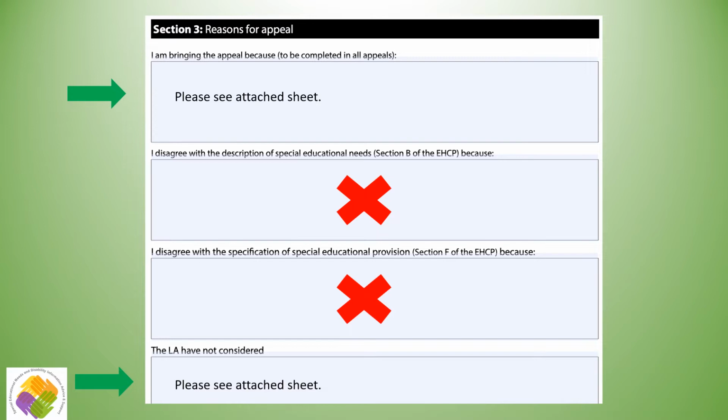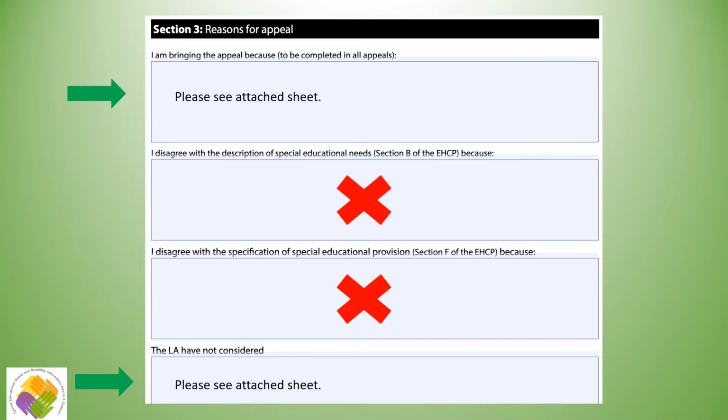As you can see, the boxes provided are quite small, and you are likely to have more information than they can accommodate. If this is the case, you can copy the relevant headings into an additional Word document and submit this along with your appeal documents, including with the appeal form itself. If you intend to do this, please ensure that you type "Please see attached sheet" into the relevant boxes.